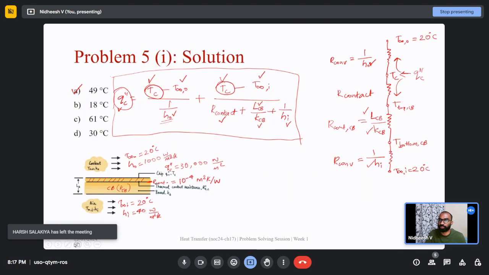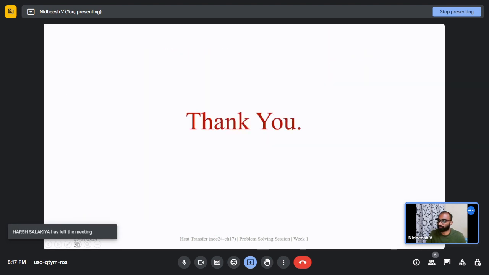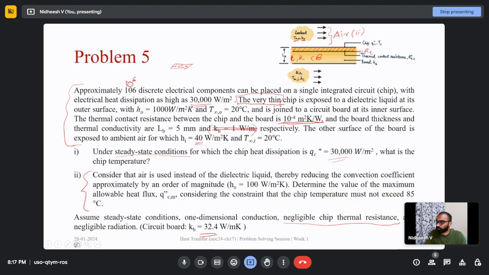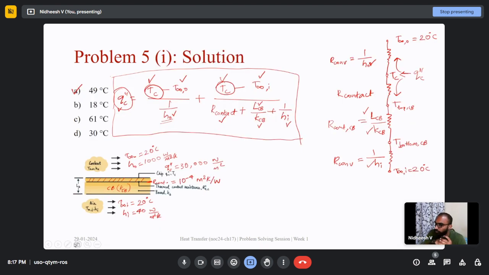Are there any questions? Excuse me, sir. In the fifth one, I haven't seen the video yet, so I'm not sure if my question is right. But in the answer that you wrote, the equation, sir, why should it not be minus in between here? Where? Tc minus T infinity by 1 by h naught minus Tc minus in the middle.